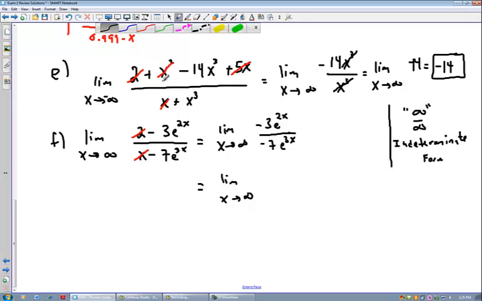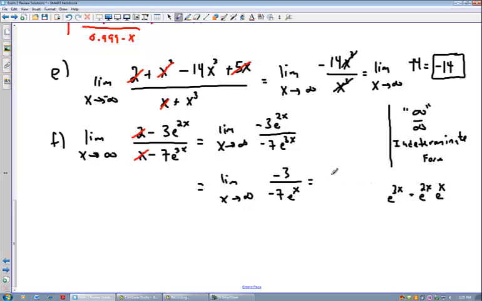So you're going to have a negative 3 on top, but on bottom you're going to get a negative 7 e to the x. There are a couple of ways to see this. If you want e to the 3x, you could write this as e to the 2x times e to the x, because exponents add. Then you see obviously the e to the 2x's will cancel, and you'll be left with an e to the x in the bottom.